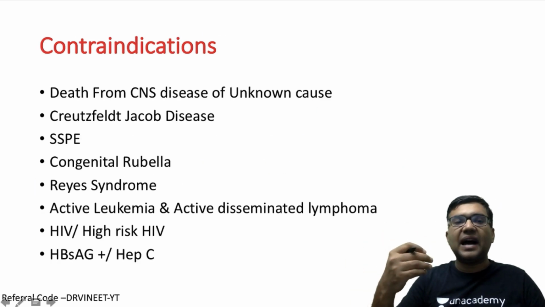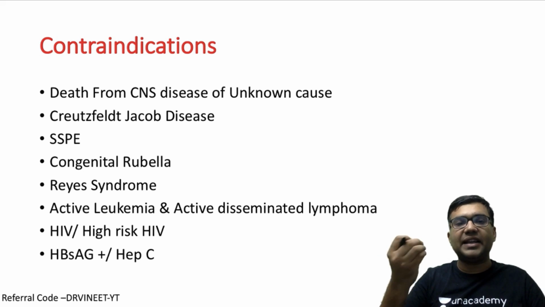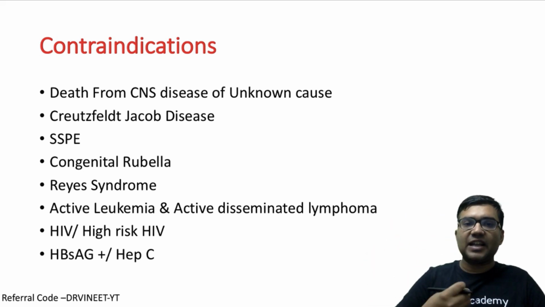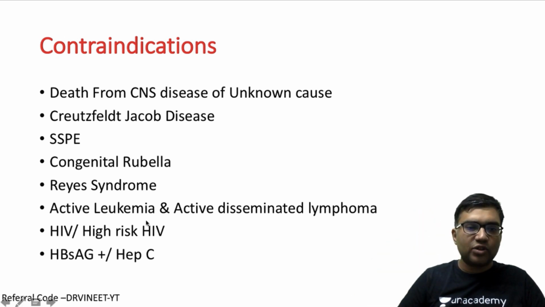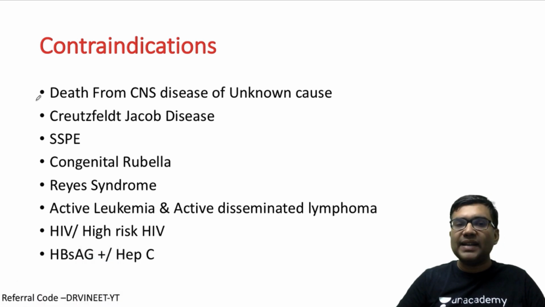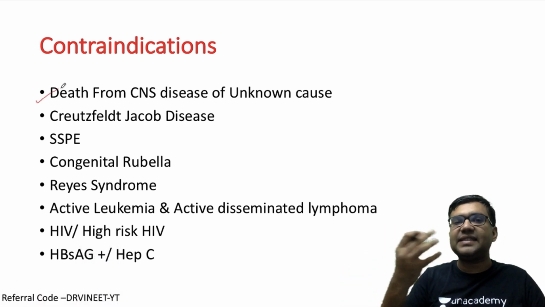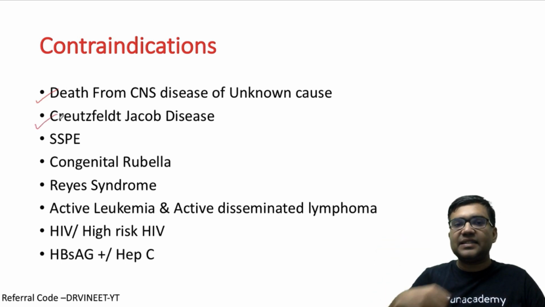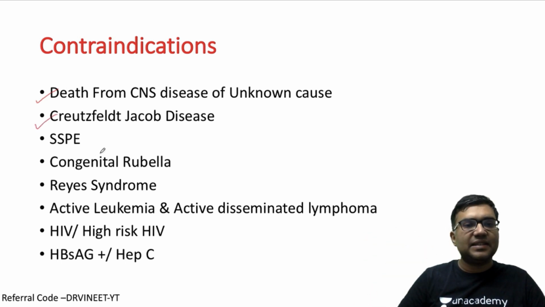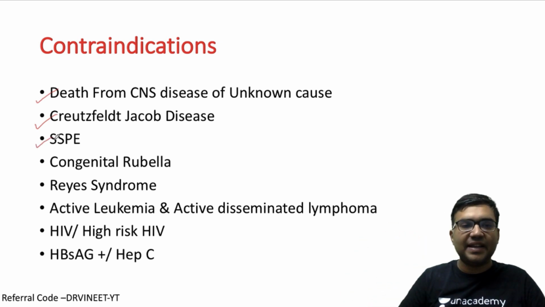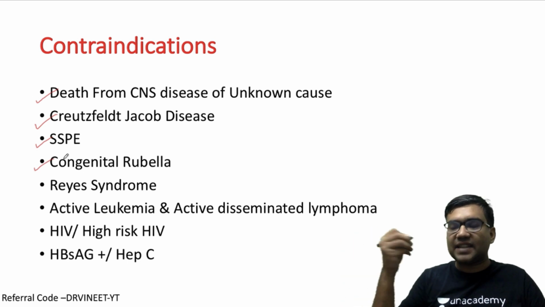Now, sometimes they ask what are the contraindications of doing a corneal transplant. So remember, this is the list which I have given. Just we read out this. So one is death from any CNS disease of unknown cause. The second is Creutzfeldt-Jakob disease. Third is subacute sclerosing panencephalitis. Fourth is congenital rubella.